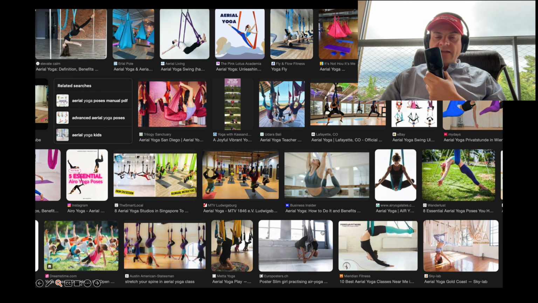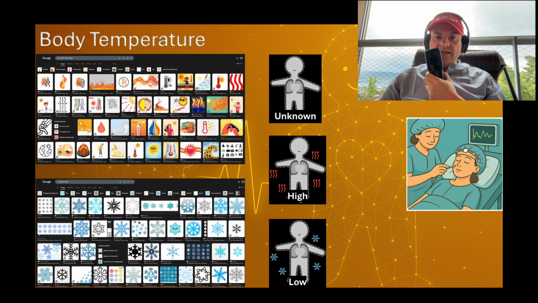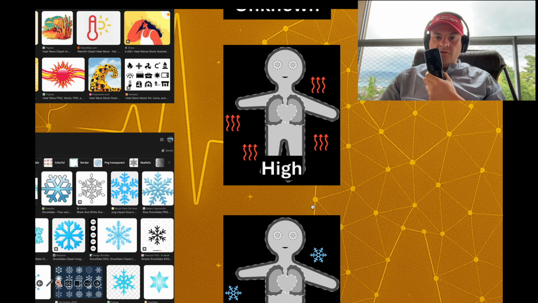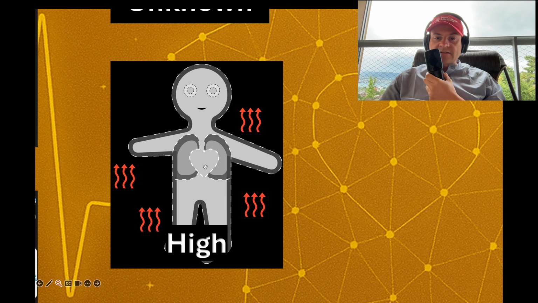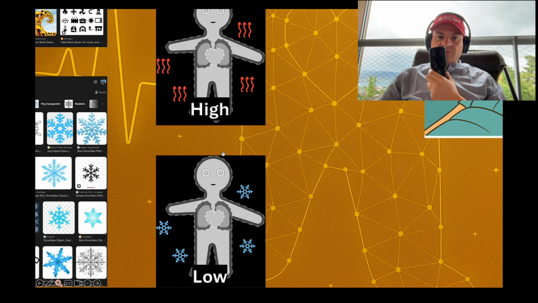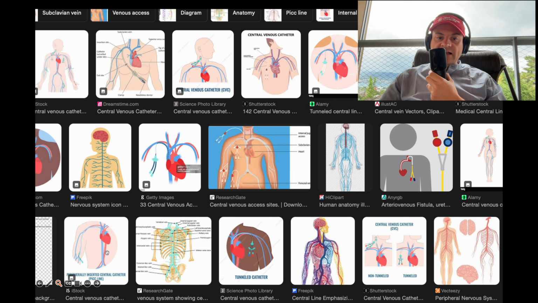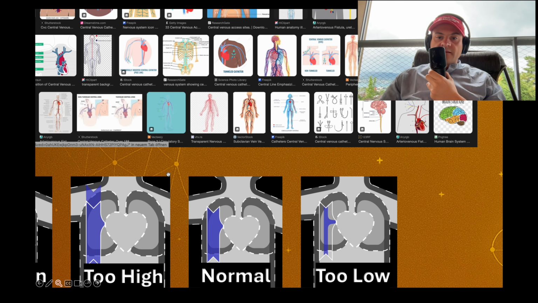Now that our patient has been intubated well, we will measure its body temperature, can be either high or low. In high we see these heat waves ascend from the body, and in low we see these snow crystals, very familiar icons. The venous pressure is shown in the avatar as the status of the vena cava, which can be too high, normal, or too low, the filling level.